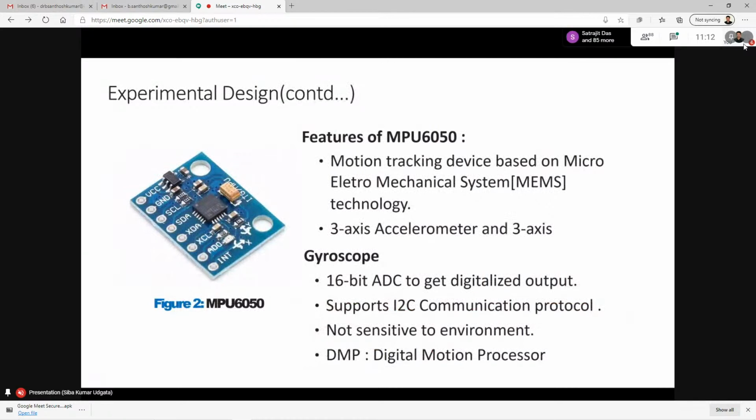It has a 3-axis accelerometer and 3-axis gyroscope. 3-axis accelerometer means XYZ direction, and 3 axis angular movement. So it can measure the angular movement. It can also measure the linear movement. And then there are other things. How do I connect all these things, right?